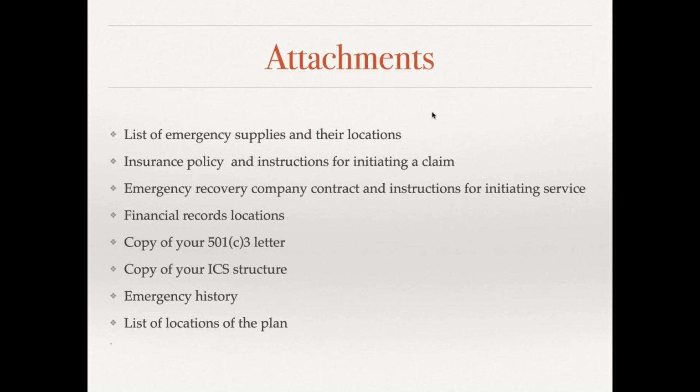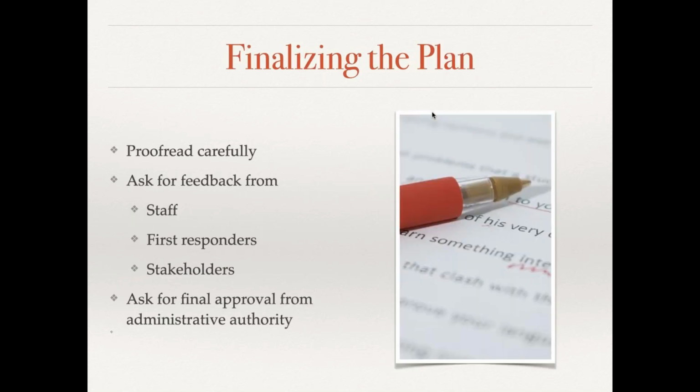So then your plan is written and assembled and you just have to finalize it. So the first thing you want to do is proofread it carefully. I might even go through all my phone numbers that I might need to call and call them up, dial them from my emergency plan so that I know that the phone numbers don't have any typos in them.